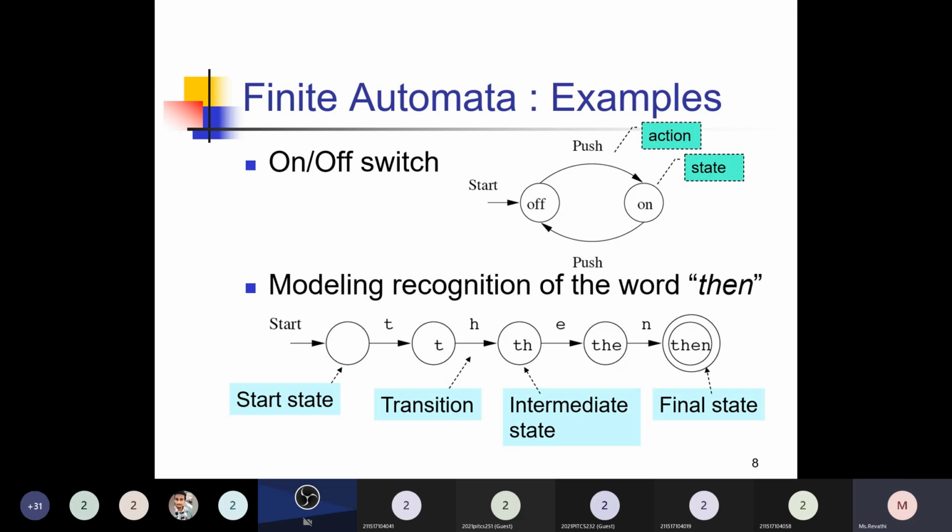Likewise, after processing the T, what is the next symbol? H is the next symbol. Currently we are in the second state, and with this input symbol H the symbol is accepted, so we can change the state. And then what about the third one? E. This is also a valid symbol, so we can change the state. Likewise, N is also a valid symbol, and we can change the state. Finally, if we reach the final state, then the string is accepted. Otherwise, the string is rejected by the mathematical model, the finite automata. So this is the basic processing of finite automata.